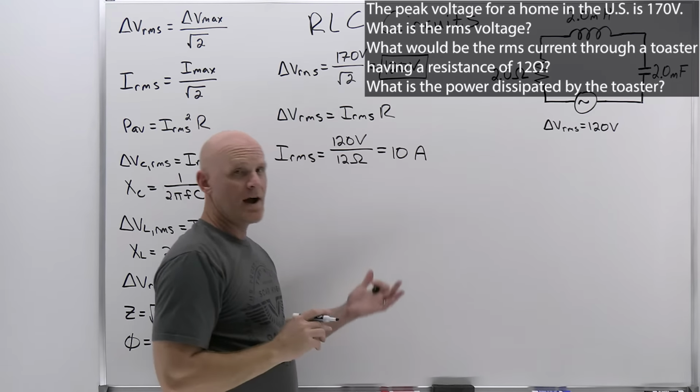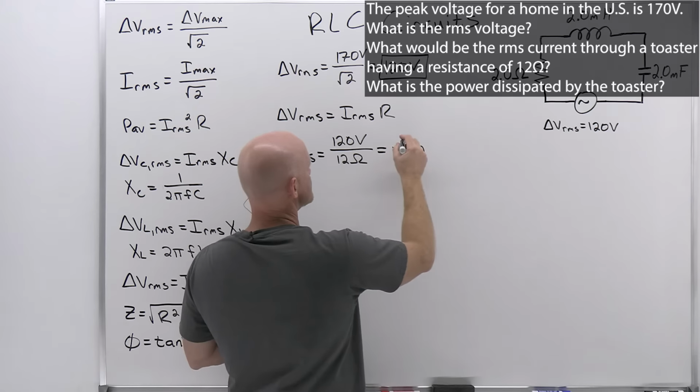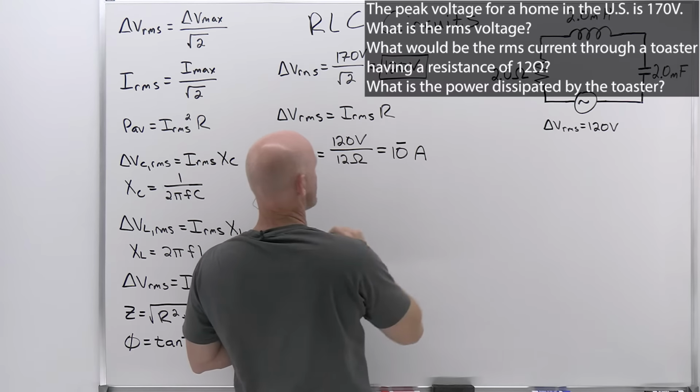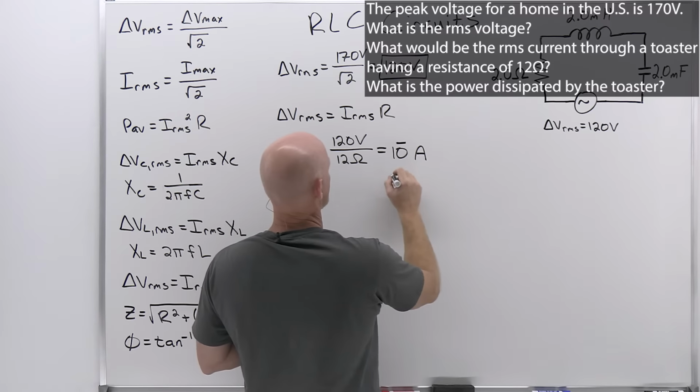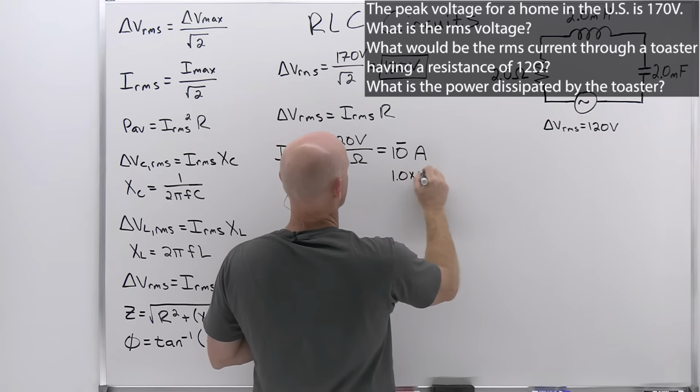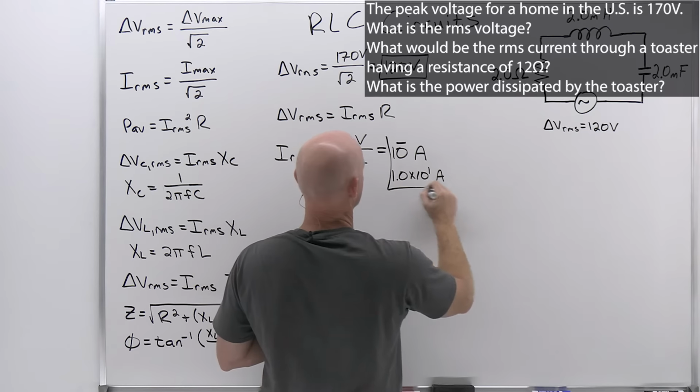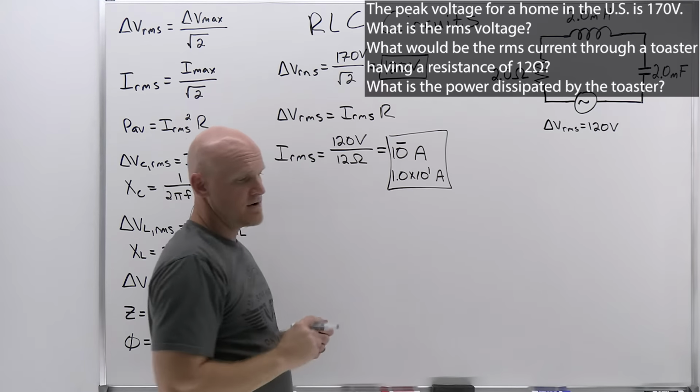Now we got a problem. I want 2 sig figs, and I got a couple different ways of getting that. So I can put a bar over that and say 10 amps, or I can say 1.0 times 10 to the first amps. Either way, I got 2 sig figs for that RMS current.